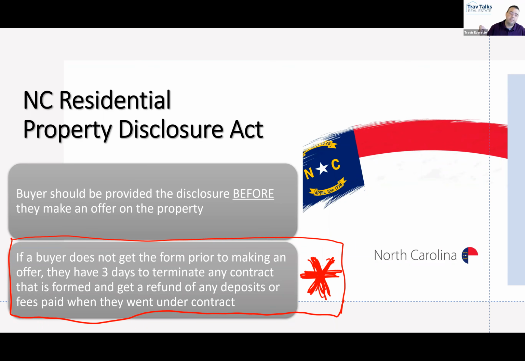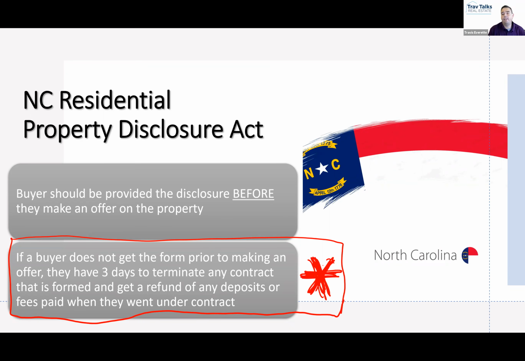But if they've checked the box that says no, then basically the two parties agree, but the buyer can still get out for how long? 3 days. For 3 days. So it really depends on if we are representing the seller or the buyer whose best interest it is to get that out there.